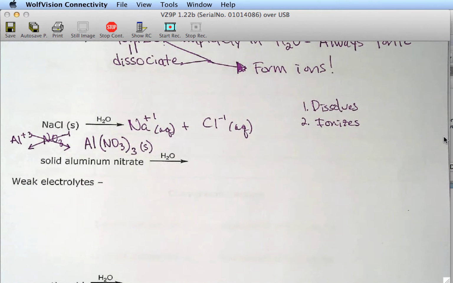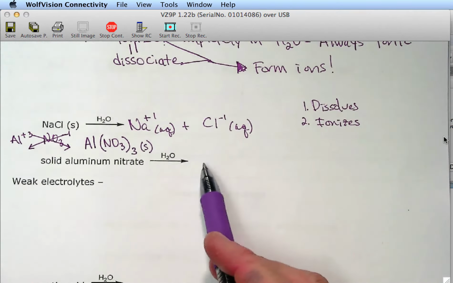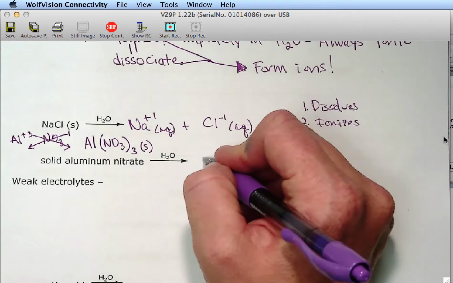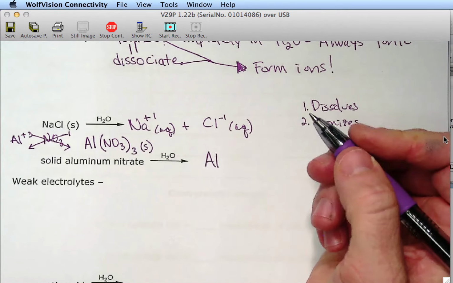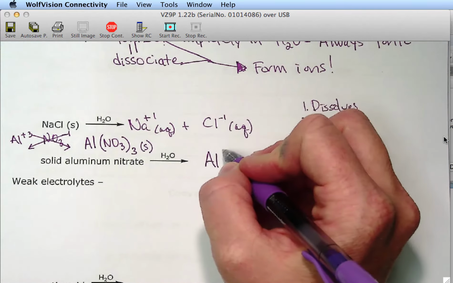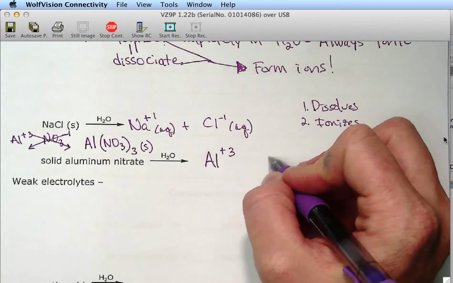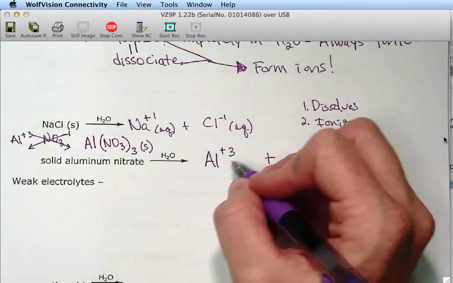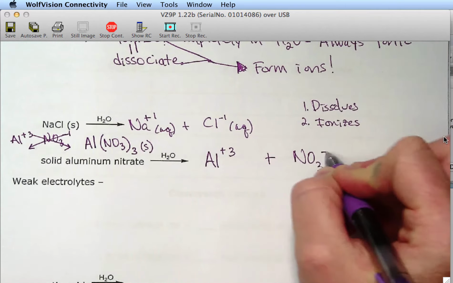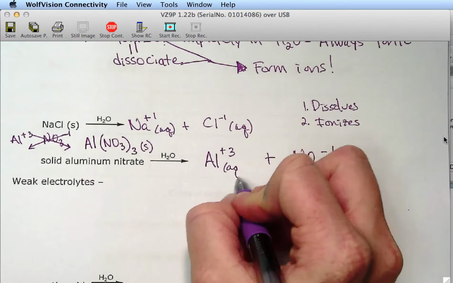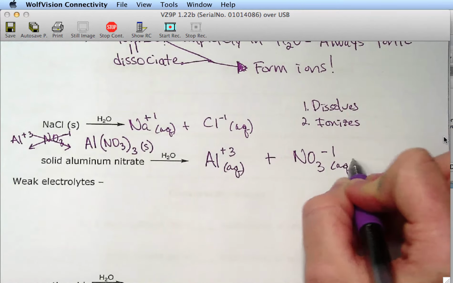So it's going to do two things. It's an ionic compound, so at this point an ionic compound is a strong electrolyte. When you put it in water, it's going to dissolve and then it's going to ionize. So what ions would you form? NO3 minus 1. So it's AQ, AQ.